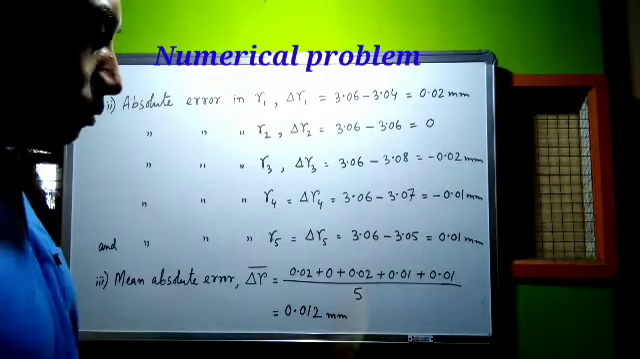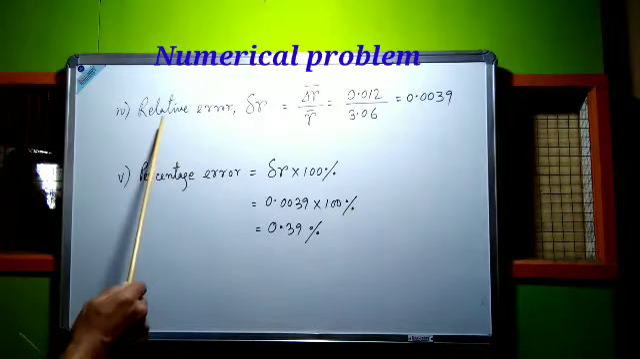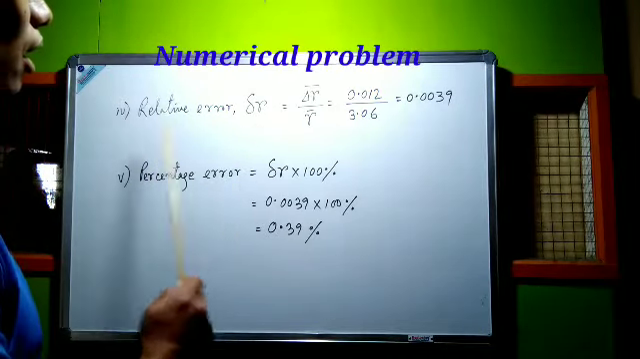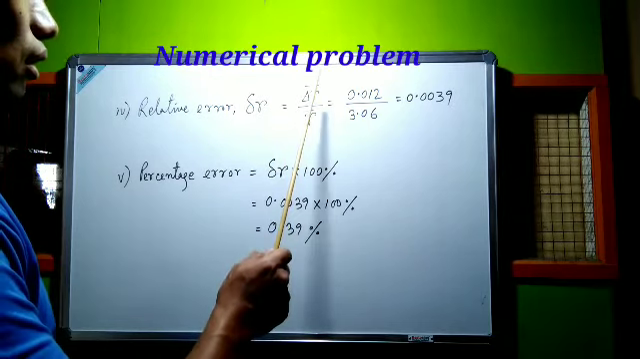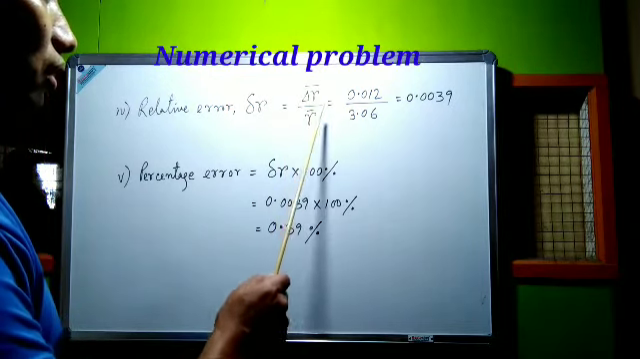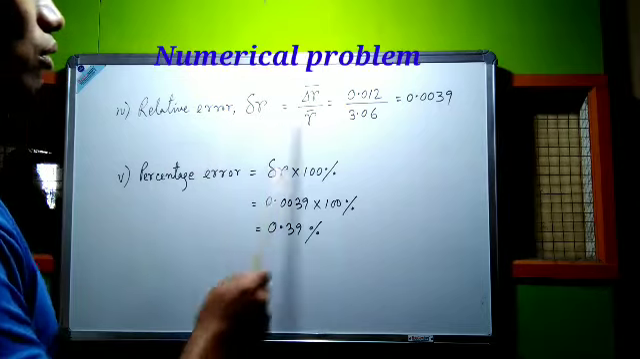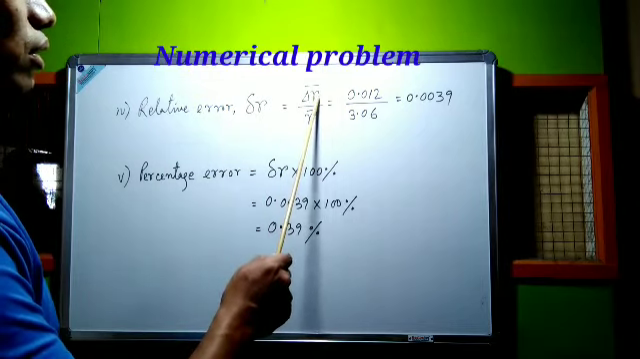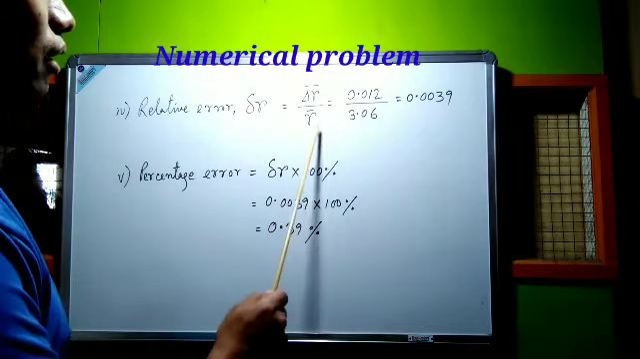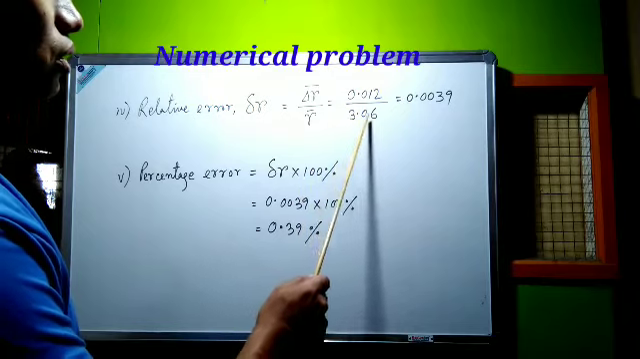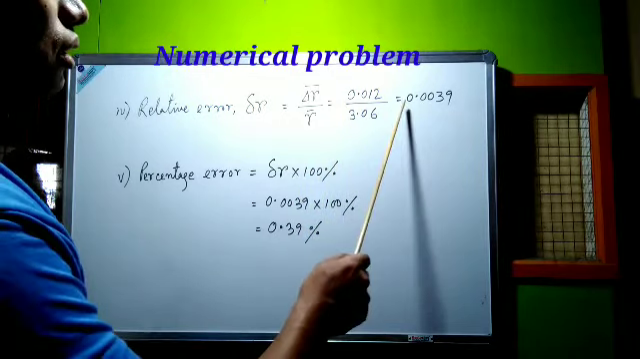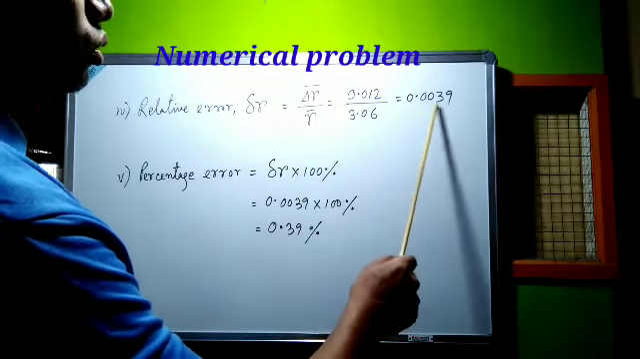Number 4, relative error, that is delta R over R, equal to the ratio of the mean absolute error to the true value. The mean absolute error is 0.012 and the true value of the radius is 3.06. Dividing, we get 0.0039, which is the relative error.